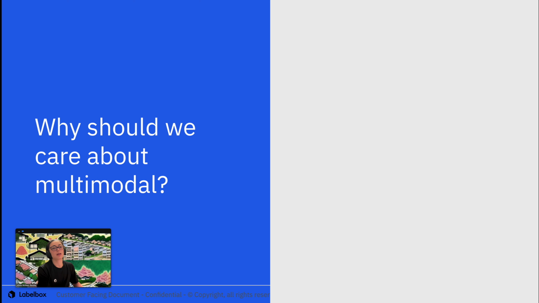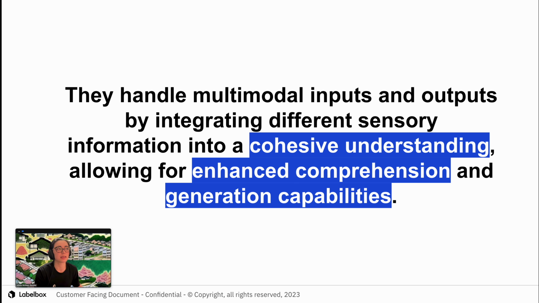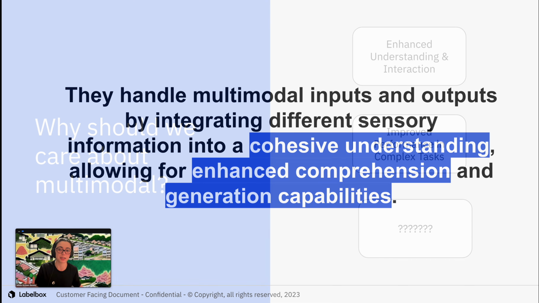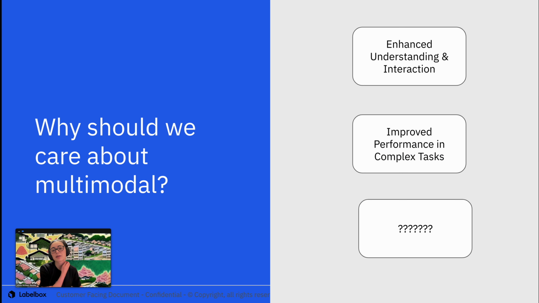So why should we care about multimodal? Let's go back to the second part of the definition I presented, focusing on the cohesive understanding, the enhanced comprehension, and generation capabilities. Multimodal models matter because they enable AI systems to process and integrate all this information. Understanding these models is crucial for leveraging their potential across various applications and driving the future of AI towards achieving human level intelligence and beyond. So let's dig in a little bit deeper.